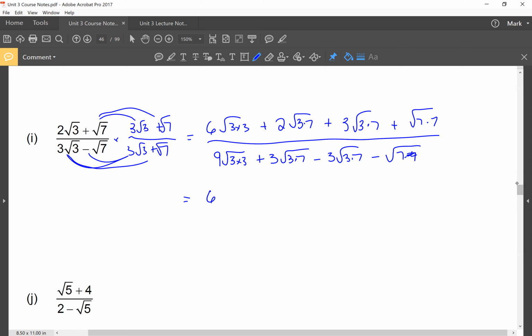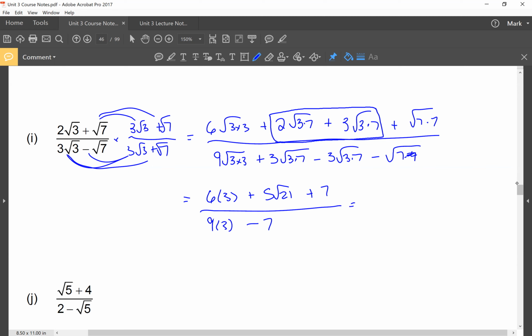So I'm going to get 6 times 3 plus 5 root 21 plus 7. I still need to simplify the top. If you're wondering where I got the 5 root 21, I just combined these two in the middle. And then here I'm going to get 9 times 3 minus 7. Okay, so simplifying this, 6 times 3 plus 7.